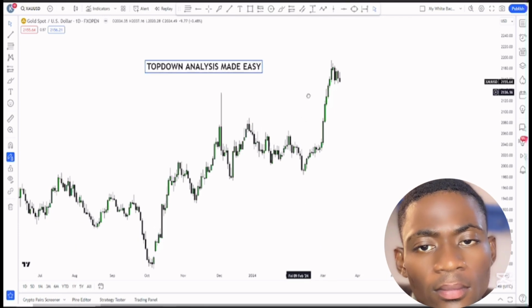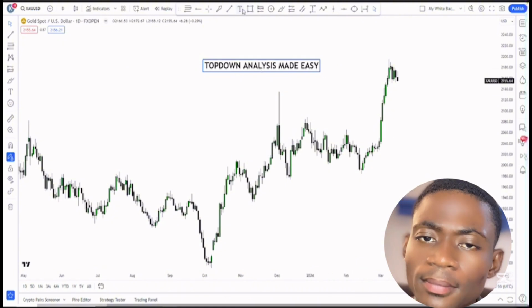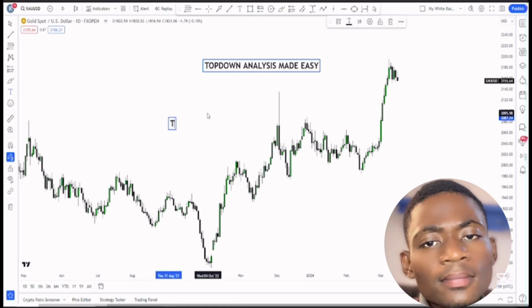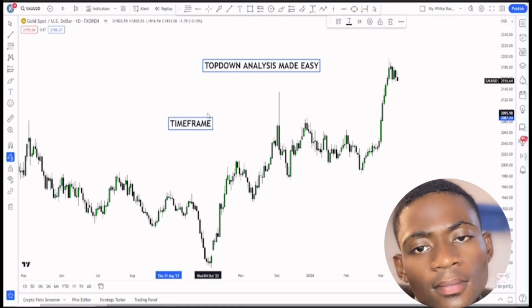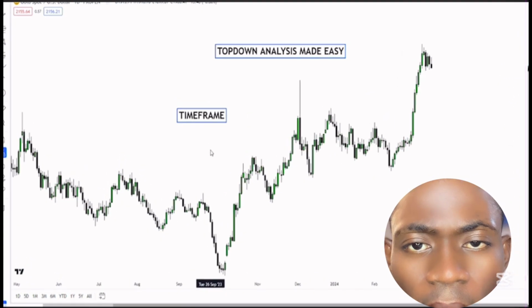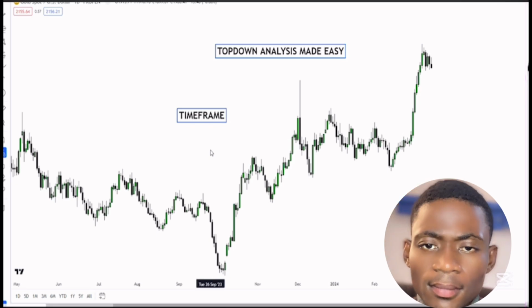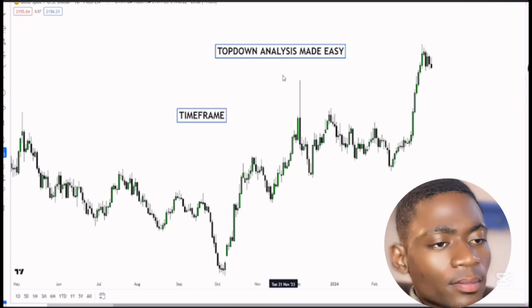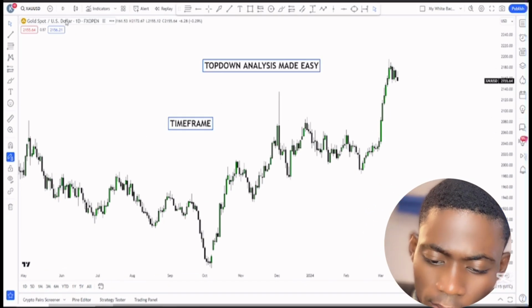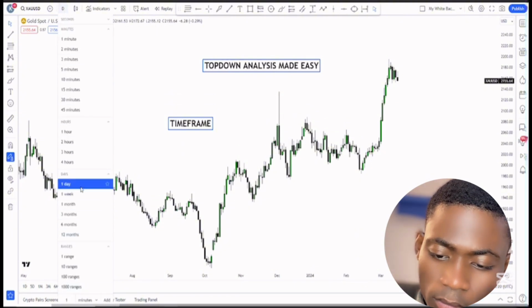Now, before you can do top-down analysis properly, you need to also understand how time frame works, because time frame is a very key component of top-down analysis. A lot of you, when you come to your chart, fail to understand how time frame operates, and then you end up having a wrong directional bias. All right. So when you come to your chart, especially on TradingView, you will actually see different time frames, and each of these time frames is important. You need to know how to operate in it.